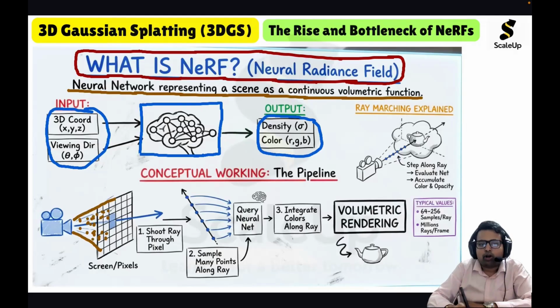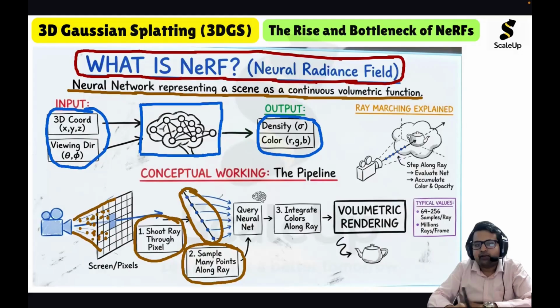So we will sample all the points along the ray, and one by one, we will query the neural network at each point. For each point, the coordinate of that point and the viewing angle will be the input to the neural network. It is the trained neural network, and it will generate the output. So we shoot the ray through the pixels, sample all the points along the ray, and give these points along with the viewing direction to the neural network one by one. And the neural network will integrate colors along the ray.